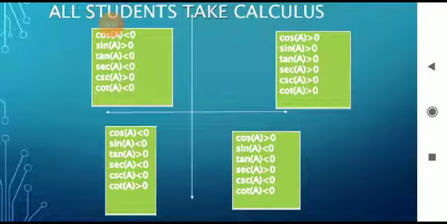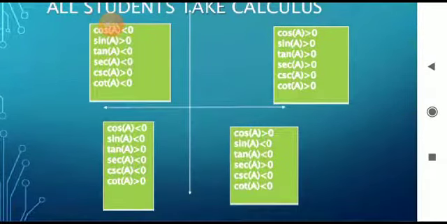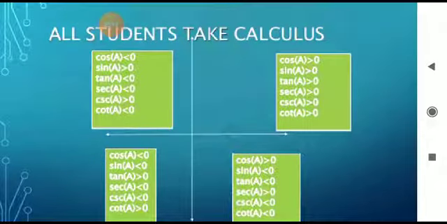So it is very easy to remember through the statement, all student take calculus. A, all, means the first quadrant, S for the second quadrant, T for the third quadrant, and C for the fourth quadrant. And all positive; S means sin and cosec positive, T for tan and cot positive, and C for cos and sec positive, and the others are negative. So you can remember these formulas through this statement.